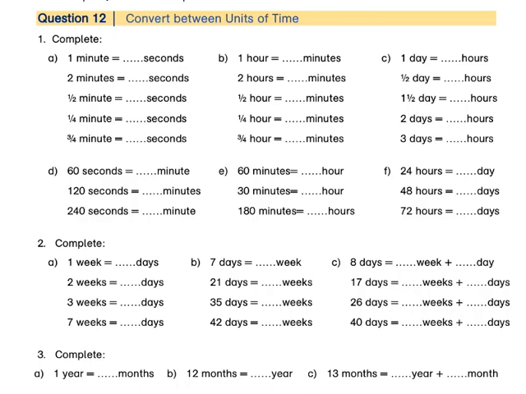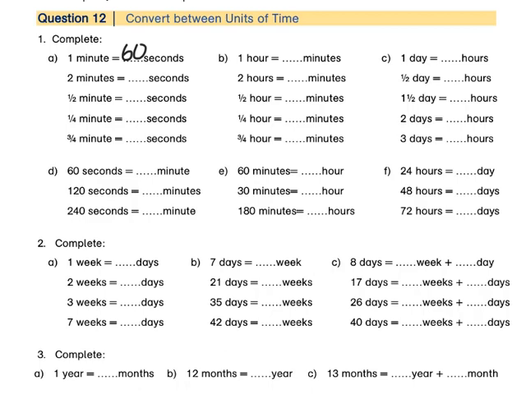Question 12. Convert between units of time. For number 1, let's look at A. We know that 1 minute is equal to 60 seconds. So we're going to fill it in the space provided.